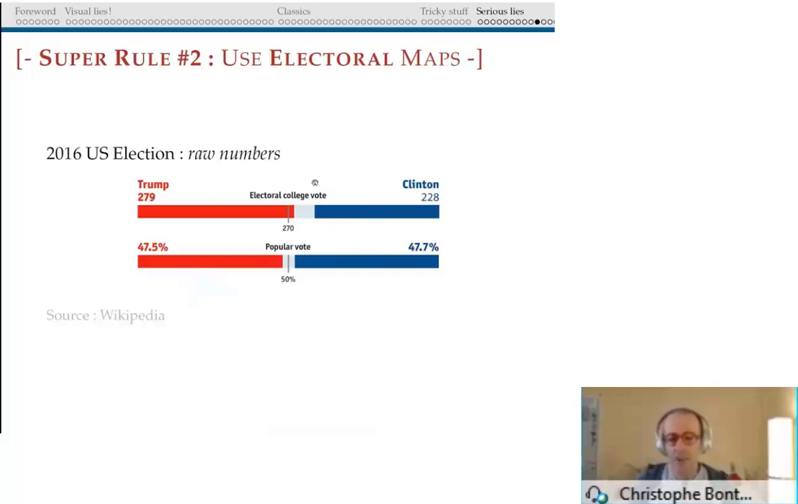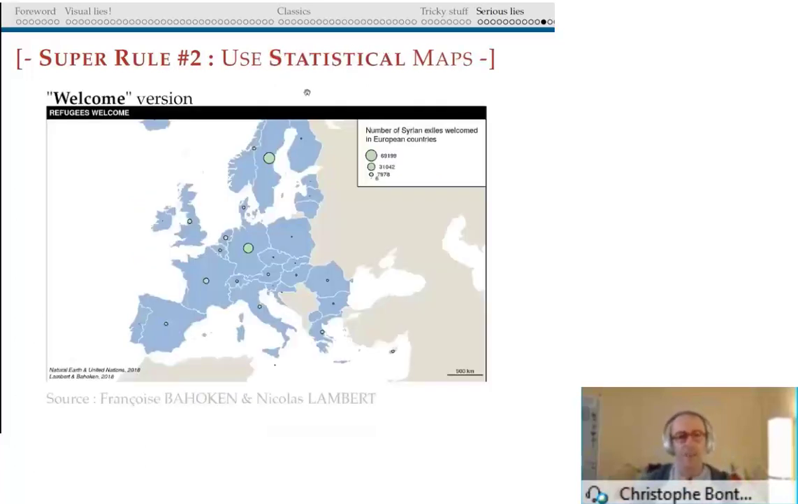And I will finish with an example taken from my colleagues, Françoise Bahoken and Nicolas Lambert. And it's funny because Alberto Quero mentioned a map about a presentation of information about Syrian migrants. And it's exactly the same type of representation here. We have data about migrants or people exiled from Syria in European countries. And you can do a map, and when you do a map, you have many choices, many options. And here again, see Alberto Quero's presentation. What options do we have?